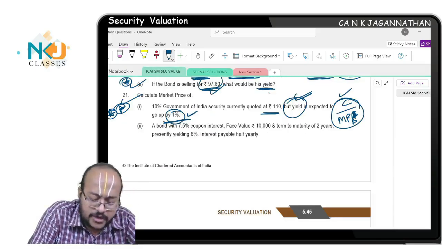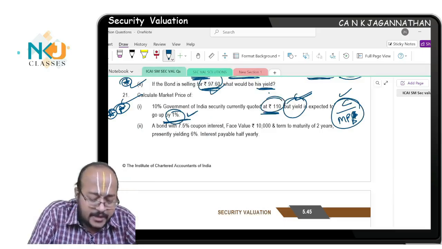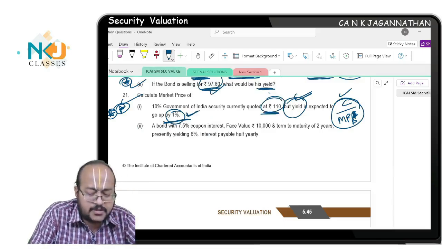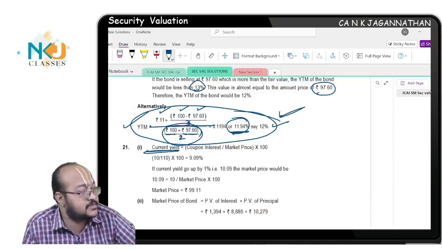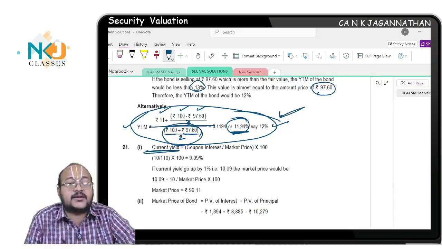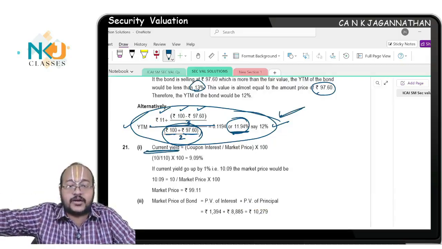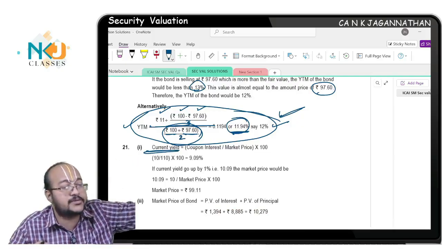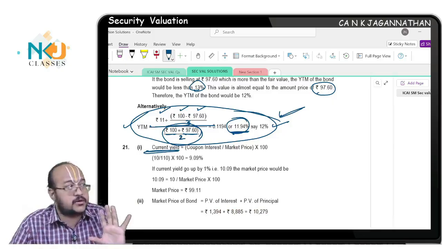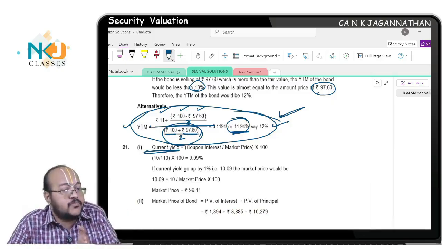10% Government of India bond quoted. Quoted market price is 110. Yield is expected to go up by 1%. What they have done now is very simple. First they computed the existing yield, the current yield. This is the technical current yield, like dividend yield. You should not think of current YTM. YTM also keeps changing on a daily basis, so you should not get confused between current yield and YTM.